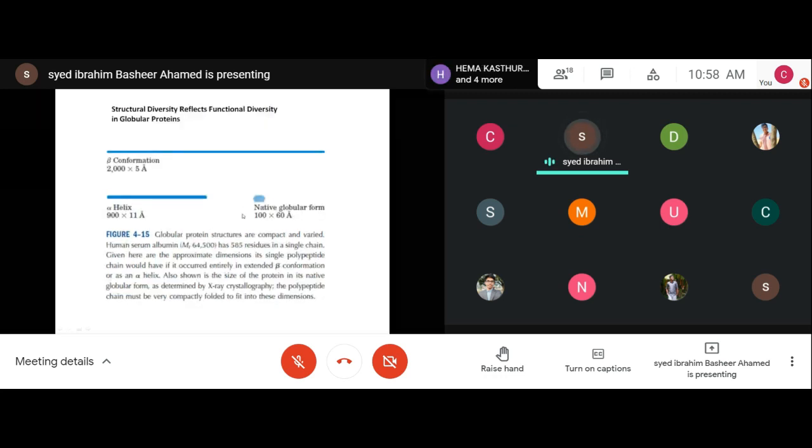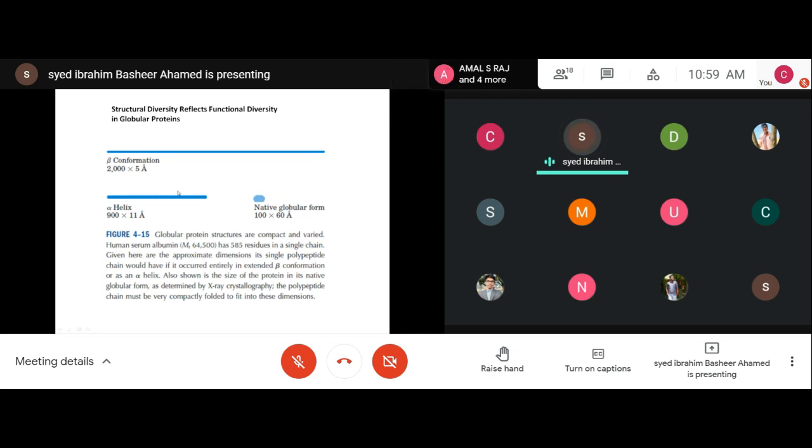Now, what is the use of having a compact fold? Assume you have human serum albumin. The molecular weight is around 64 kilodalton, and it has 585 residues. If I have these 585 residues in only a beta chain conformation, the length of the protein I require is around 2005 angstrom. Such a long conformation I would need for human serum albumin.